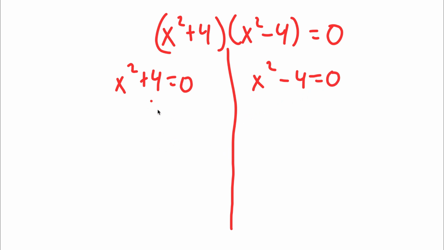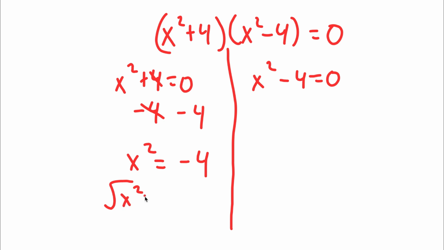So, to solve x to the power of 2 plus 4 equals 0, I'm going to first start by subtracting 4 on both sides. So now I have x to the power of 2 is equal to negative 4. So now, to solve this, I'm going to take the square root on both sides. So I have the square root of x squared is equal to the square root of negative 4.